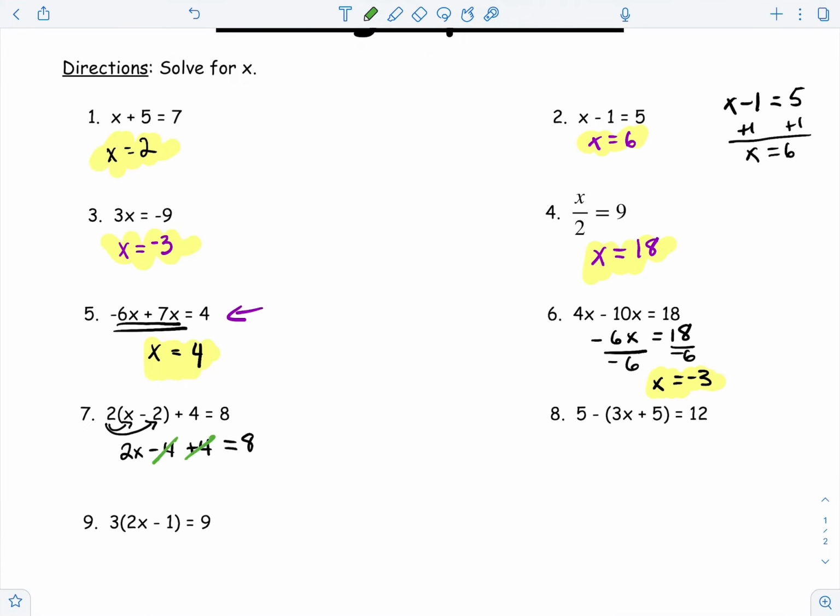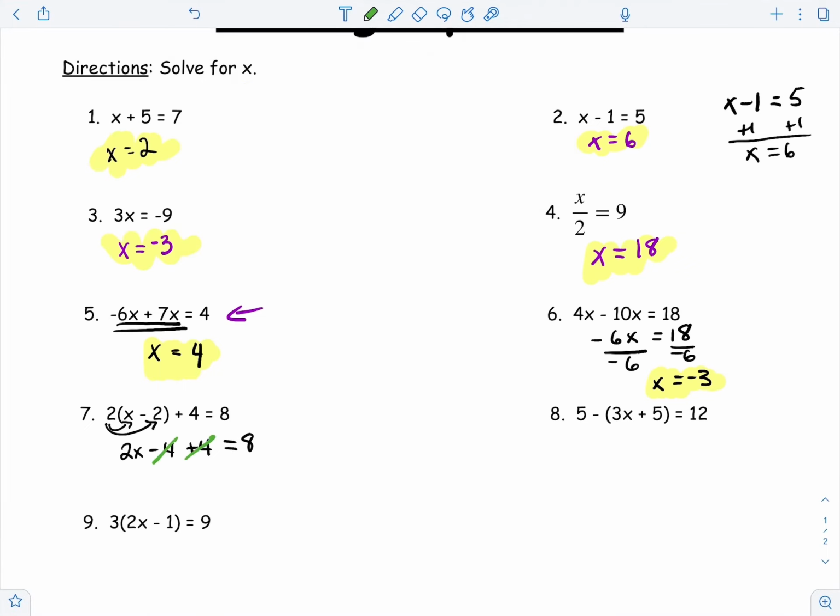2 times what is 8? Hopefully we recognize it's 4. If we don't know that it's 4, it's okay. Just do the opposite of multiplication, which is division, and we divide 8 by 2 to get 4.